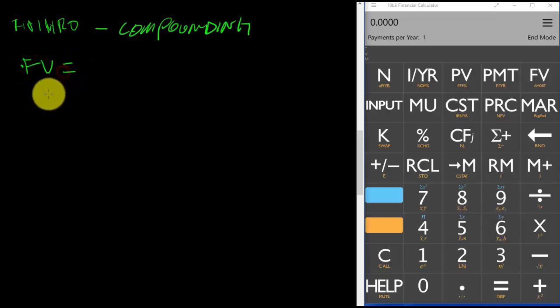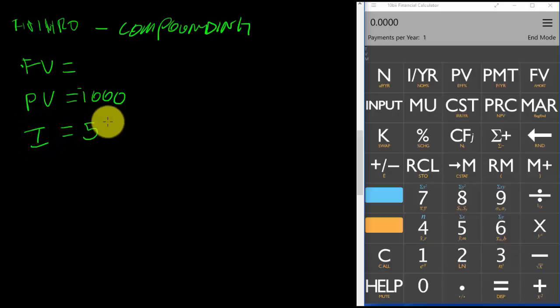Future value is equal to, I don't know, present value is going to be negative $1,000 because we're going to invest it. We're going to claim an interest of 5%. And we're going to make a total number of compounding periods 10 years. And so the first assumption that we're making here is that we are doing this for 10 years and the compounding happens once per year.